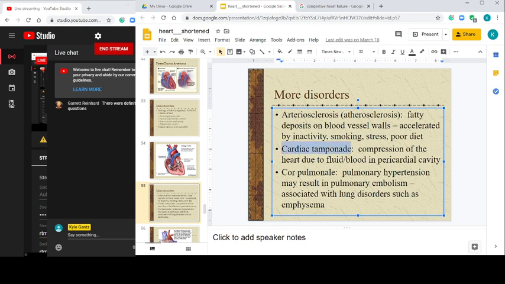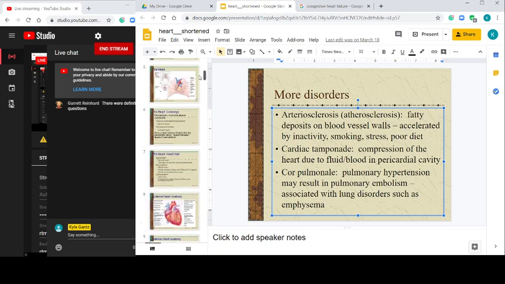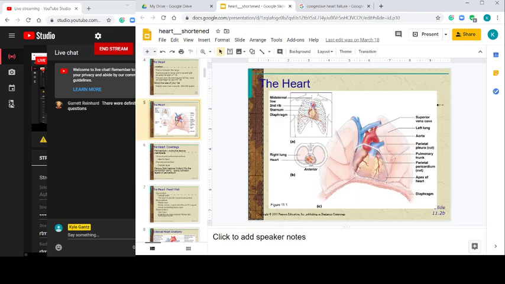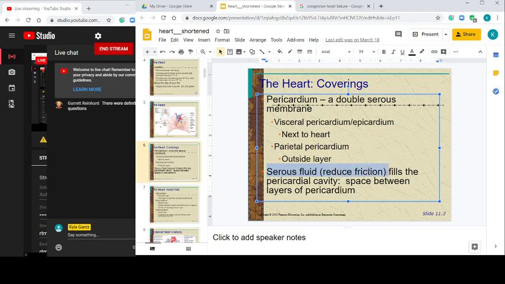Cardiac tamponade. Compression of the heart due to fluid or blood in the pericardial cavity. If we remember all the way back in here, we have this cavity where we have our visceral pericardium, which is right on the heart, and we have our parietal pericardium, which is in the cavity. And in between there, we have serous fluid to reduce friction.